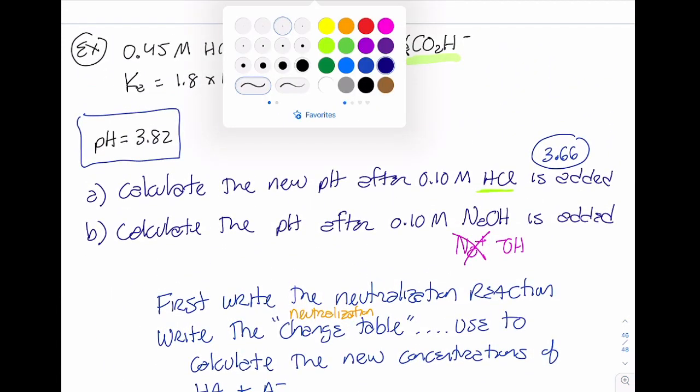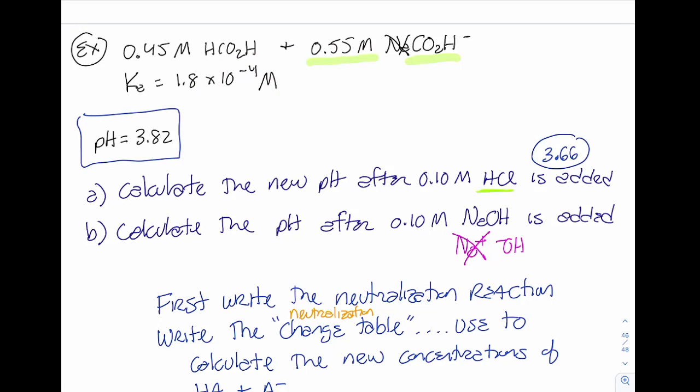Kind of running out of room, I didn't leave myself a good spot, but again, this is what we were starting out with. This time I added base to it, I got a pH of 4.02. So it did go up a little bit, right? Buffers resist big changes. It's not that they resist all changes. It went up because we added base, right? So my pH is more basic than what I started out with. Still acidic, but more basic. And then the change is pretty little.